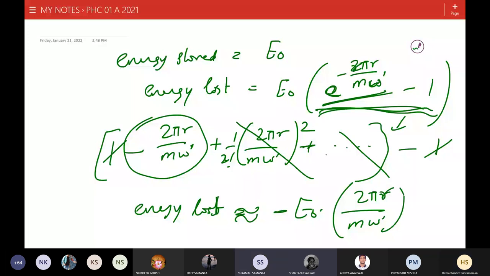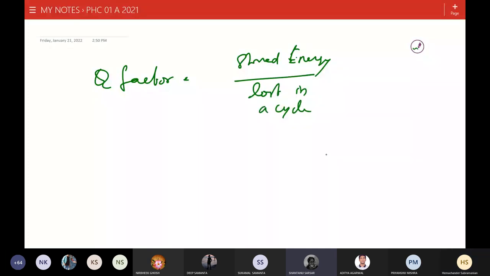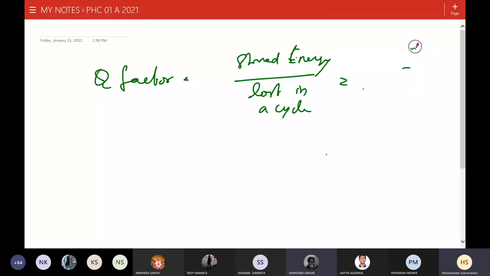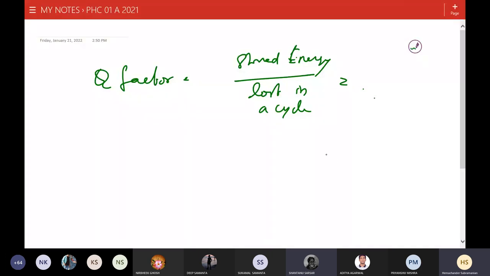Am I right? Yes. The negative sign basically implies that the energy is lost. You're losing the energy, not gaining it. And the energy stored is E naught, so basically the ratio of stored energy divided by energy lost in a cycle is, it's the opposite, M omega prime divided by 2 pi R. Am I right or wrong? Correct. M omega prime divided by 2 pi R.